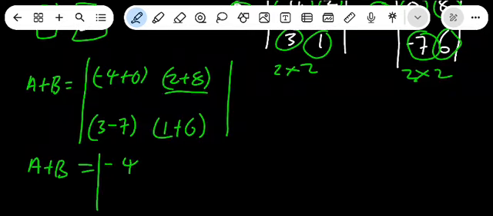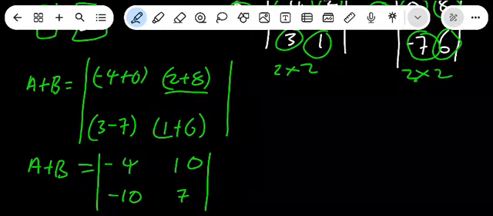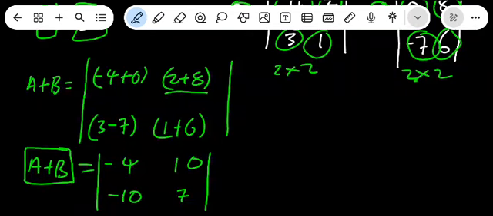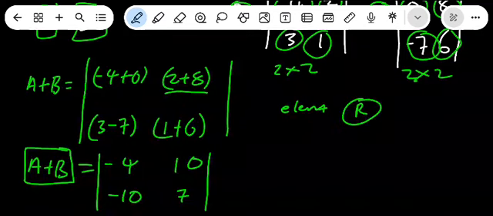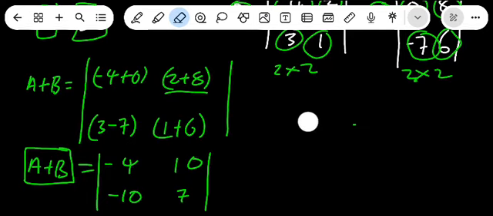And this will be 10, negative 10, 7. So this is how you add the matrix. When you're adding the matrix, you add the element in the first row with the corresponding element in the other matrix. They must correspond, and the matrices must be the same size.